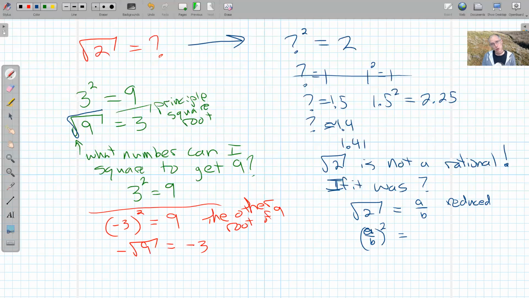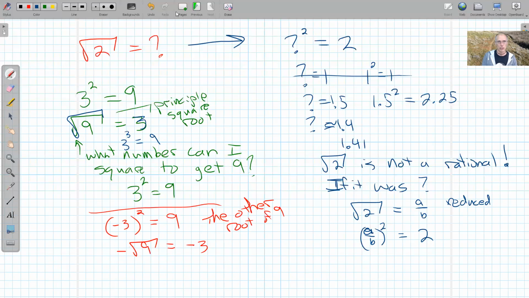So I think that the square root of 9 is 3. If I square 3, what do I get? 9. So if I square what I think the square root is, I should get back what's inside the box, 2. That's the point of a square root. It's the number that we square to get what's in the box. So we think a over b is the square root. So if we square it, we should get 2 back.